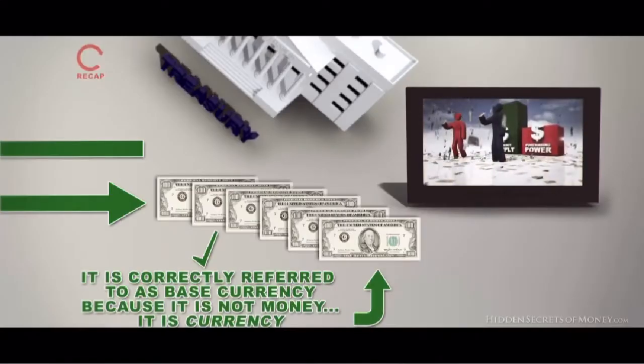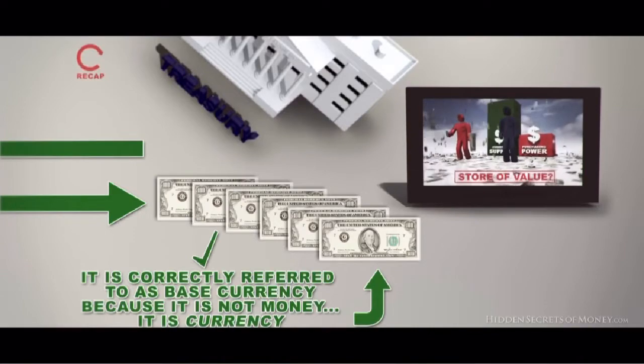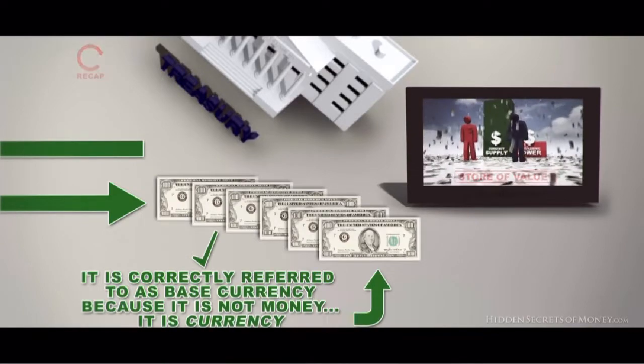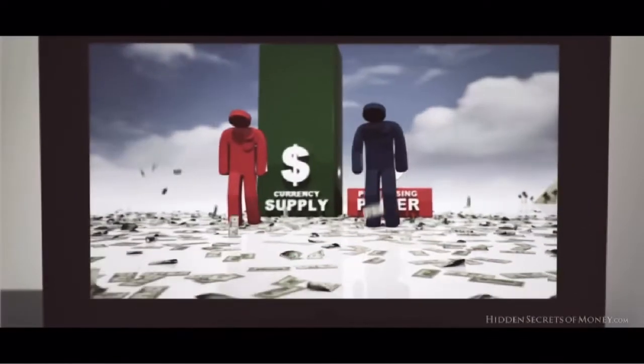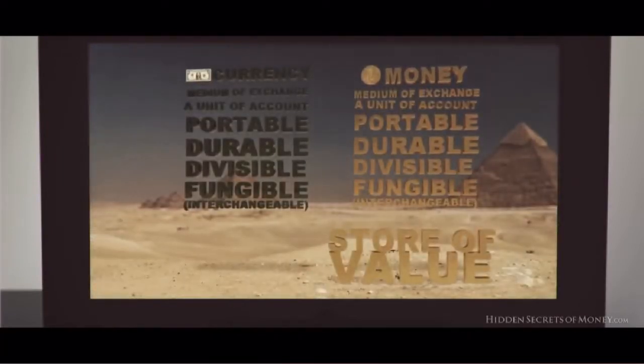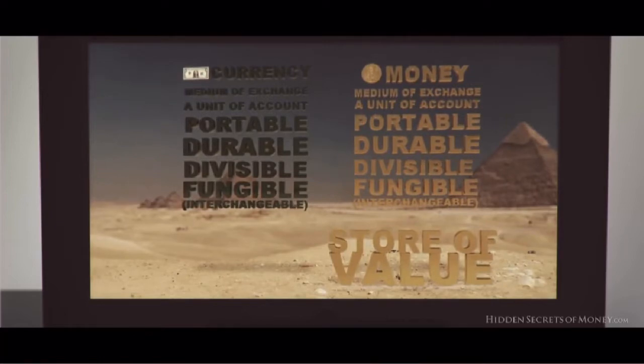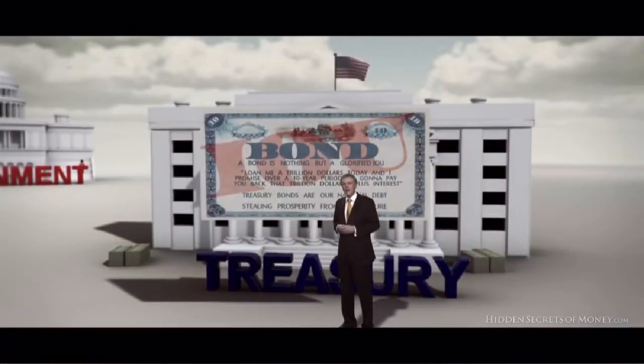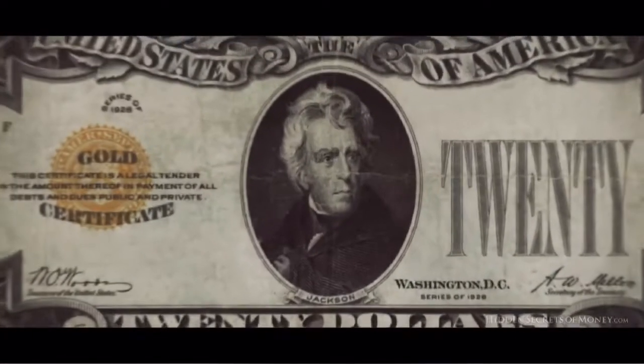I will correctly refer to it as base currency because it is not money. It is currency, and as we've learned, there is a big difference. Money has to be a store of value and maintain its purchasing power over long periods of time. We learned in episode 1 that earlier in our history, our paper currency was just a plain check.